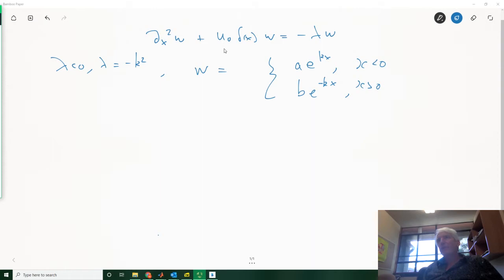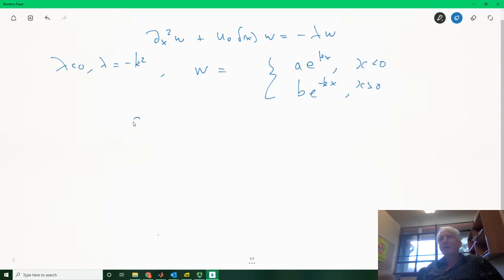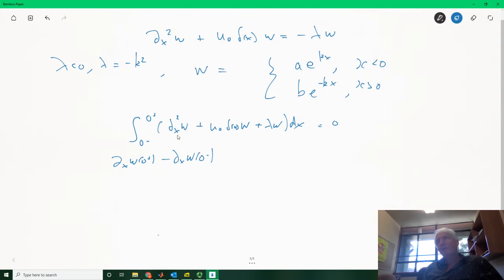Okay, so what happens at the join? What we do is we integrate across the jump from 0 minus to 0 plus the x derivative squared of w. It's like finding a Green's function. It's u naught delta of x of w plus lambda w dx. We know that's going to be 0 because it satisfies that equation. And when we integrate this, we get the x derivative of w at 0 plus minus the x derivative of w at 0 minus. The integral of the second derivative is the derivative evaluated at the endpoints.